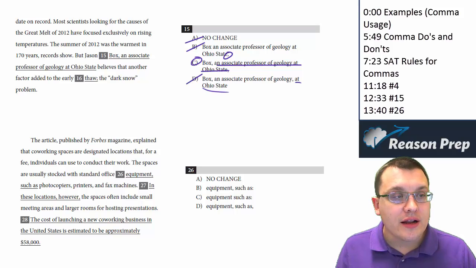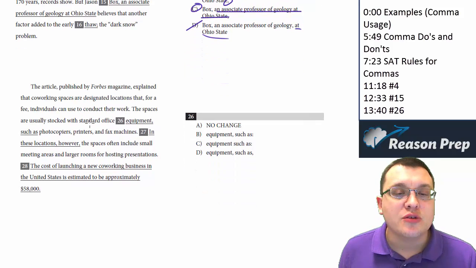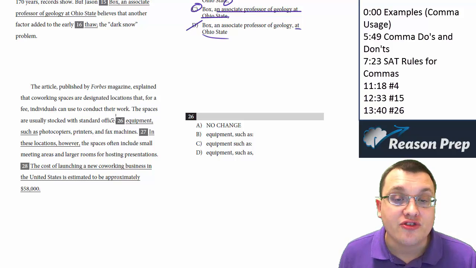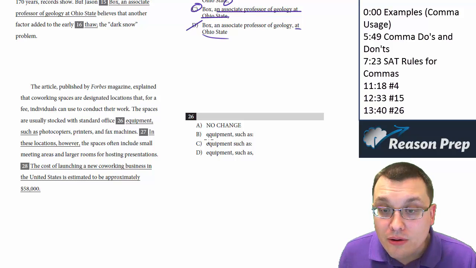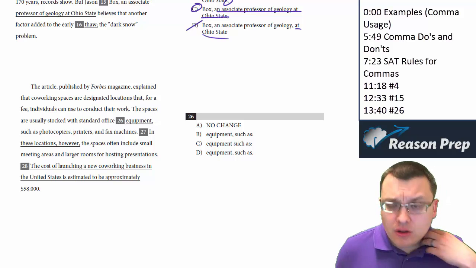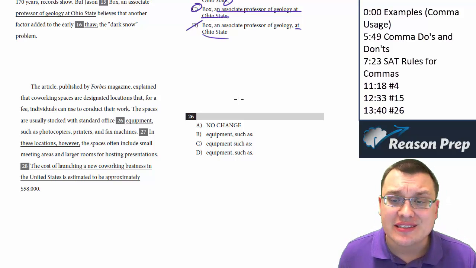Last one we'll take a look at is 26. The spaces are usually stocked with standard office equipment, such as photocopiers, printers, and fax machines. So we're introducing a list. This comma after equipment doesn't really matter that much, so we don't really care either way. The original honestly looks pretty good on this. I mean, we have equipment, comma, such as, and it goes into the examples.